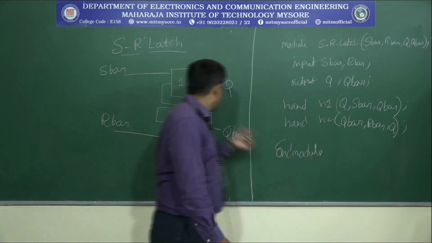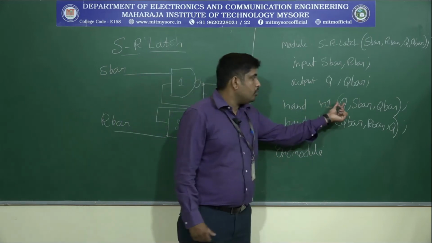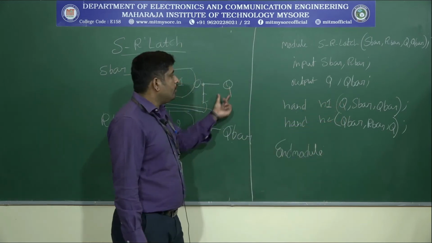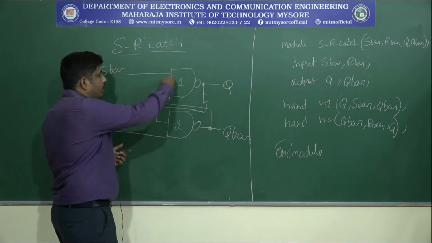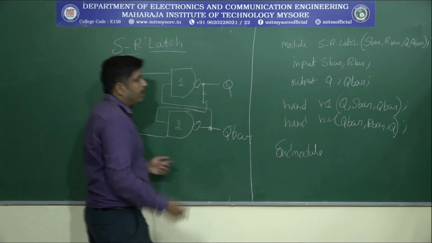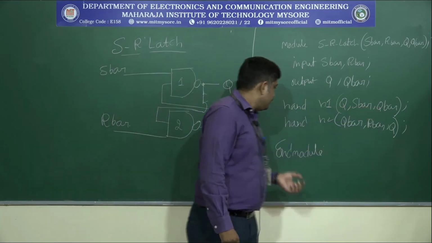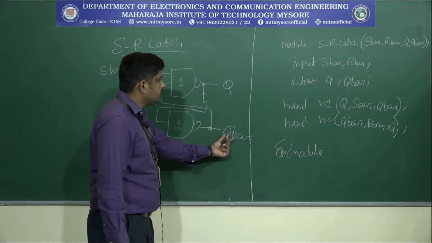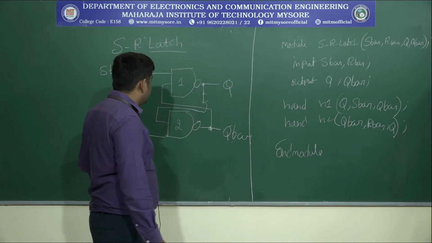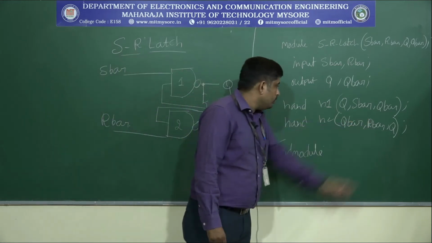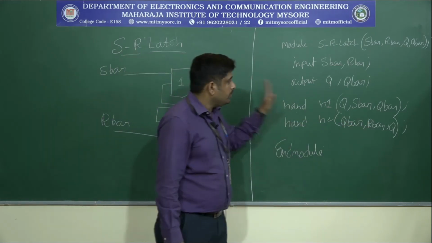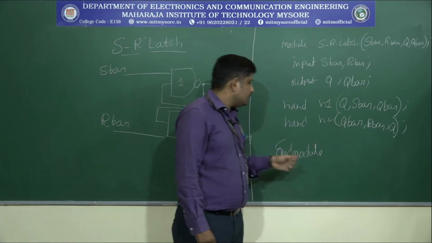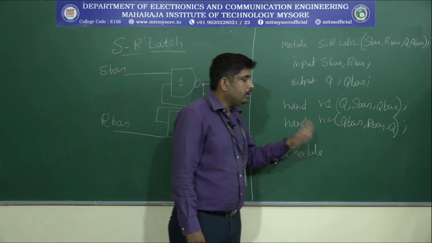So the first one we have to consider here: what is the output? Q is the output. What are the inputs here? S bar is one, and the other one is fed back, that is Q bar. Next, the second NAND, N2, where Q bar is the output, and R bar is the input as well as Q. Once you are done with the instances, end the program with end module.